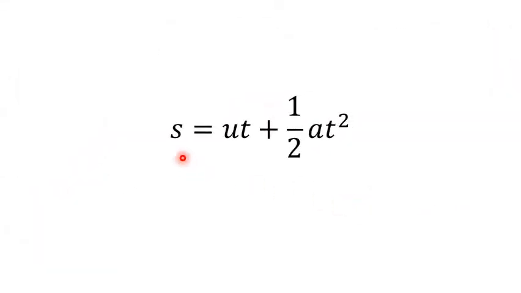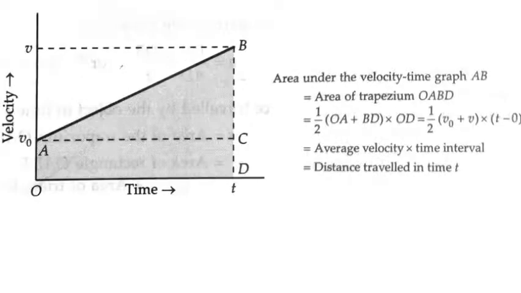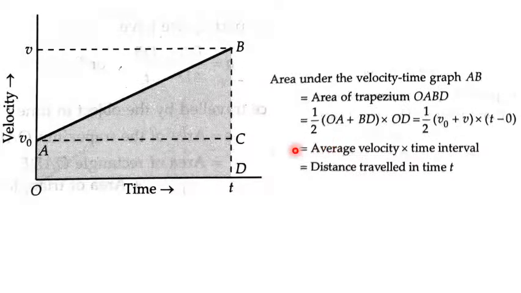Next we will derive s equals ut plus half at square. Now we have learned that the slope represents acceleration. Now what does the area under the slope represent? So next we will study the area under the velocity time graph AB. So this is your shaded area. We will see what this shaded area represents.